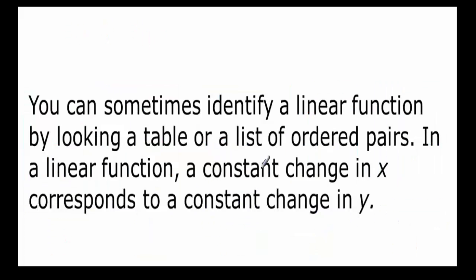You can sometimes identify a linear function by looking at a table as well. And there's certain characteristics that we're going to look at on our table. Okay, a list of ordered pairs. In a linear function, we have to have a constant change in x that corresponds to a constant change in y. So this constant change in x has to correspond to the constant change in y.